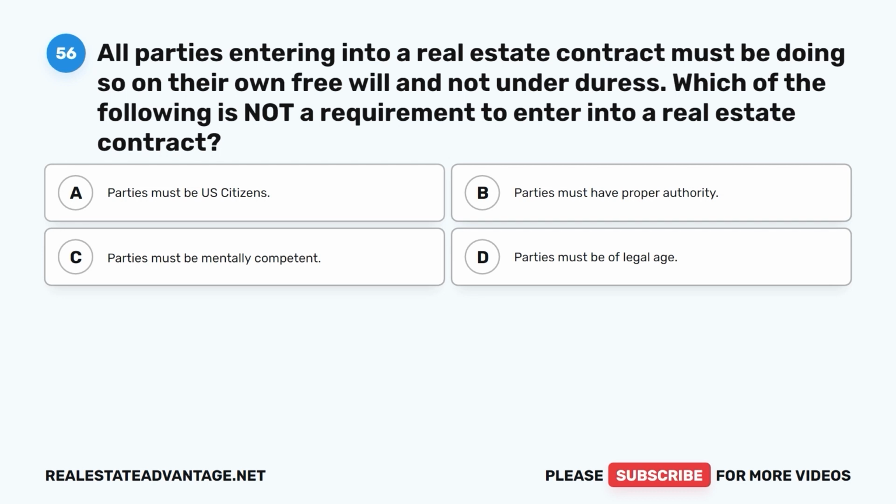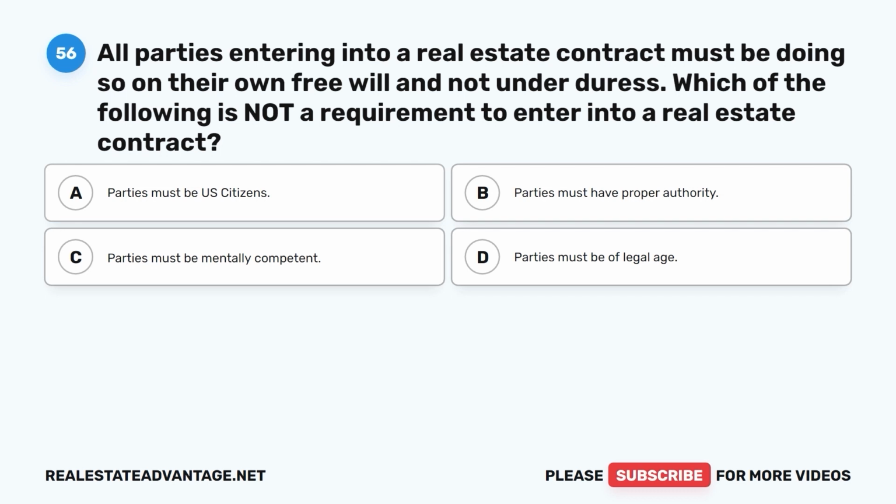Question 56. All parties entering into a real estate contract must be doing so on their own free will and not under duress. Which of the following is not a requirement to enter into a real estate contract? A. Parties must be U.S. citizens. B. Parties must have proper authority. C. Parties must be mentally competent. D. Parties must be of legal age.